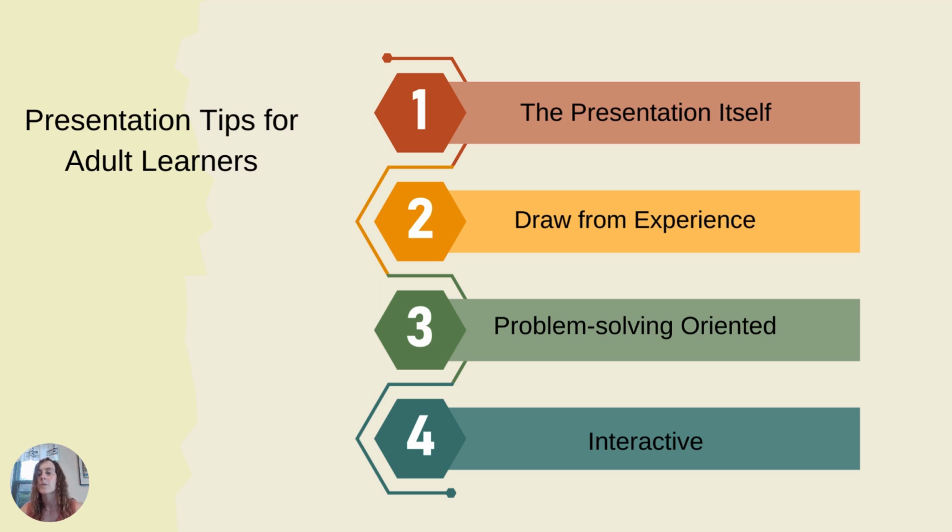The second 2 tips, drawing from experience and making learning problem-oriented, go hand in hand. Because the adult learner is drawing from a vast reservoir of professional experience, is self-directed, and has identified problems that they want to solve in their professional life, the learning needs to allow learners to focus on these things. The content of your presentation and the content of the learning must allow for your learners to draw from experience and make their learning problem-oriented.